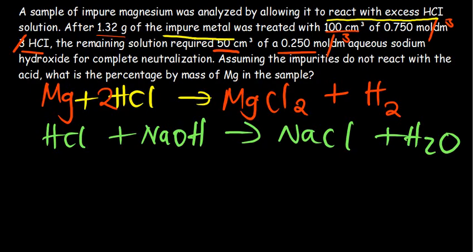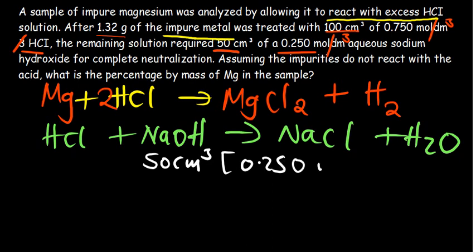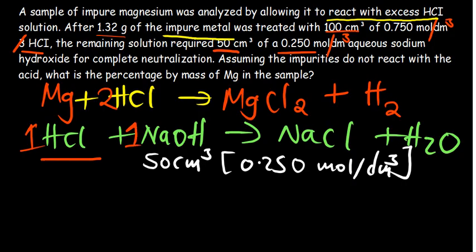Now, quickly, what information have we been given in the second reaction? We've been given 50 cubic centimeters of sodium hydroxide of 0.250 mole per decimeter cubed. So that was the concentration and the volume respectively. We need the information of the HCl that was in excess. We understand that these are in the ratio of 1 to 1, therefore the same number of moles is required for complete neutralization. So if we can get the number of moles of sodium hydroxide, we should be able to get the number of moles of hydrochloric acid.